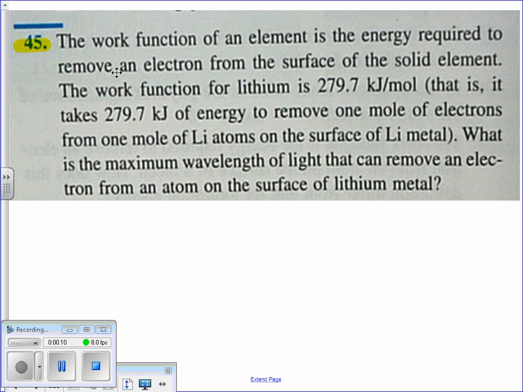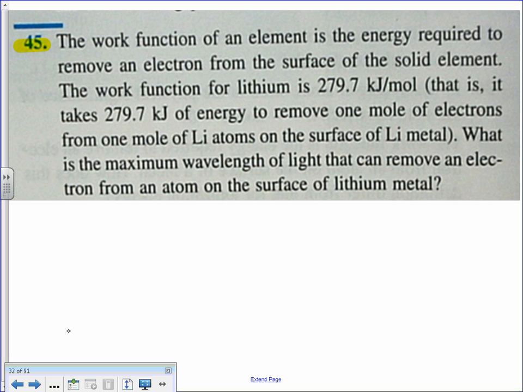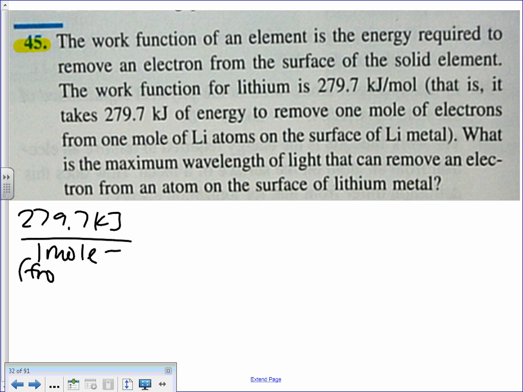First things you see that's important? Okay, that's moles of what? To remove moles of electrons. Okay, so 279.7 kilojoules is required. That's the energy required to remove 1 mole of electrons, just in case, from 1 mole of lithium. Okay?